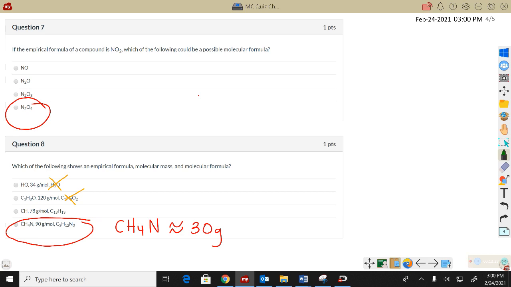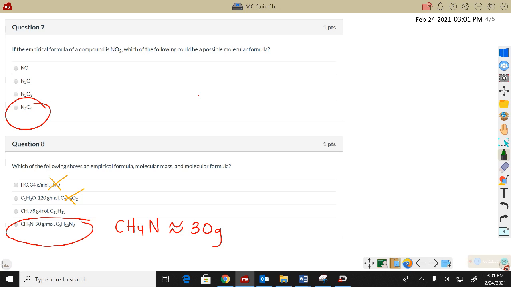7. If the empirical formula of a compound is NO2, which of the following could be a possible molecular formula? A molecular formula should just be a larger version of the little empirical ratio. So my empirical formula has a 1-to-2 ratio. Any multiple of that could be a possible molecular formula. So it could be N2O4, N3O6, N5O10, and so on.